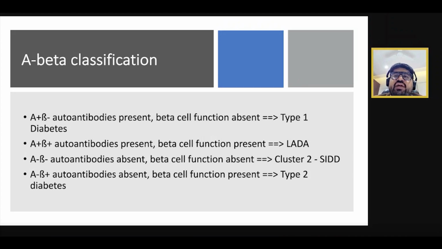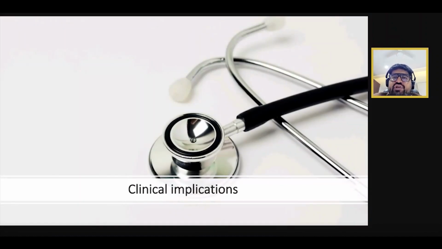And autoimmunity negative and beta cell function is present. This is a classical type 2 diabetes. So I feel this is a better classification of diabetes because it gives you some guidance on how you treat this patient, right? So categories 1, 2, and 3 you will treat with insulin. The fourth category you can treat with oral antidiabetics. But the fourth category, the A negative, beta positive, is the category which is the most likely to see you in clinical practice. These are the most common patients, right? So this is the A beta classification of diabetes.